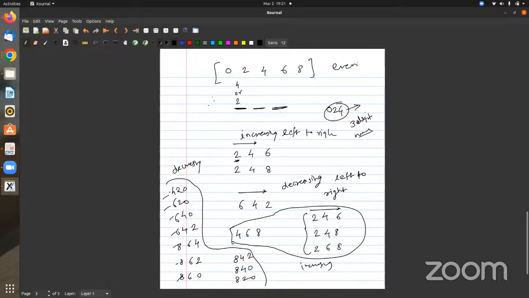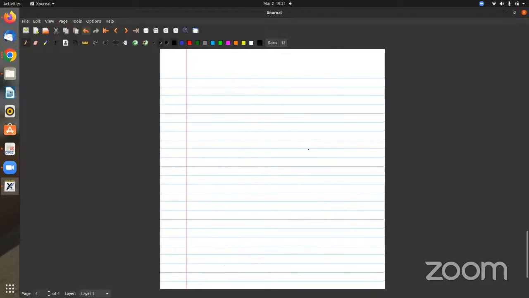So total ways are 1, 2, 3, 4, 5, 6, 7, 8, 9, 10, and then these 4. So the total number of ways is 14. Similarly, if I want to use the odd digits, what will happen? 1, 3, 5, 7, 9. You can actually find it out: 1, then 3, 5. So there will be 20 ways.